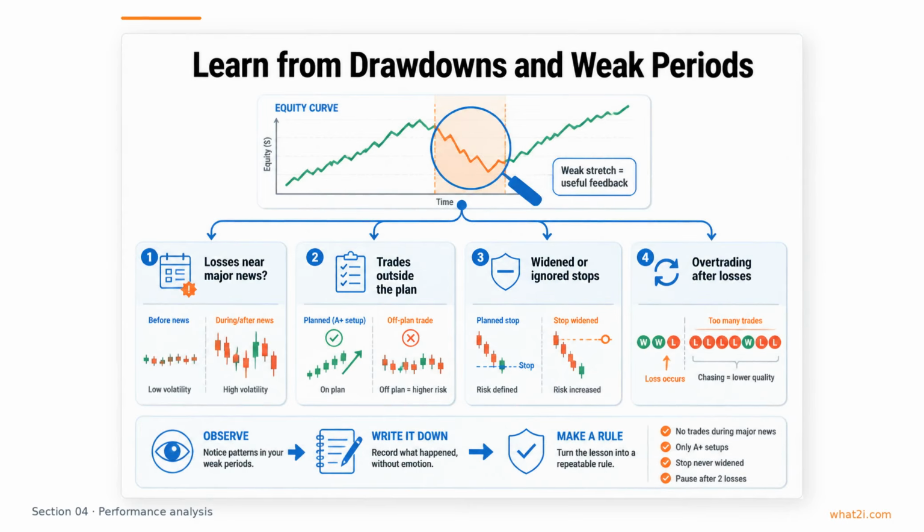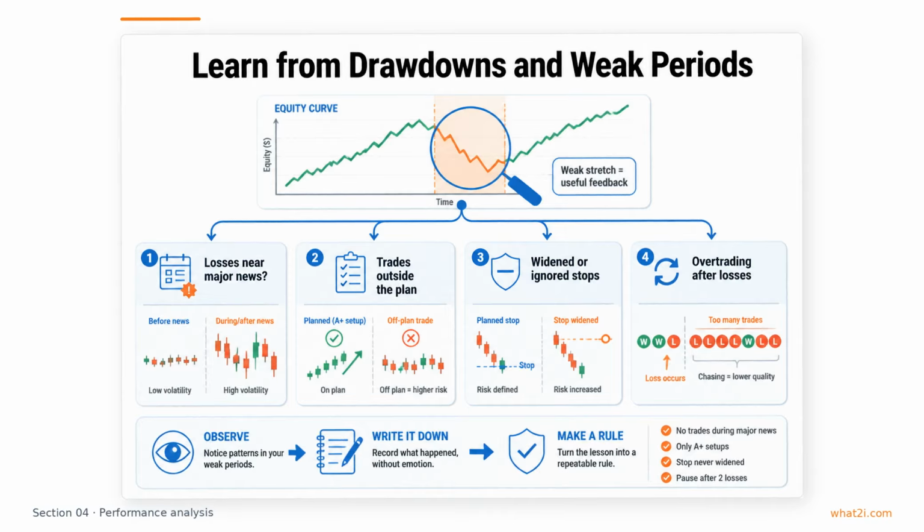Drawdowns and weak periods are uncomfortable, but they are often the most educational parts of the record. When performance dips, look closely at whether losses clustered around major news, whether trades were taken outside the plan, or whether stop-loss rules were widened or ignored. You should also watch for overtrading after a loss, because emotional recovery trading can deepen a drawdown very quickly.